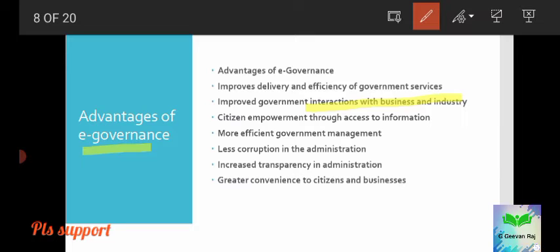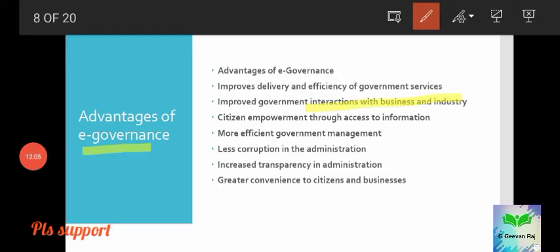Less corruption in administration. So, by adopting e-governance, we will be able to reduce the corruption in the system or administration. Increased transparency in administration. So, through e-governance, we will be able to disclose more information to the public, and thereby improve the transparency in the government, which will also empower the people and create trust between the citizen and the government. It is possible through RTI.